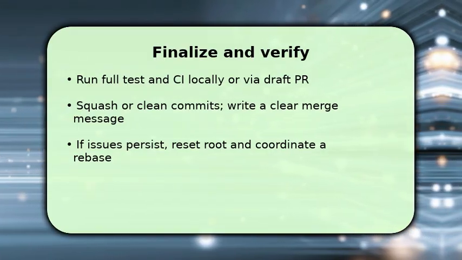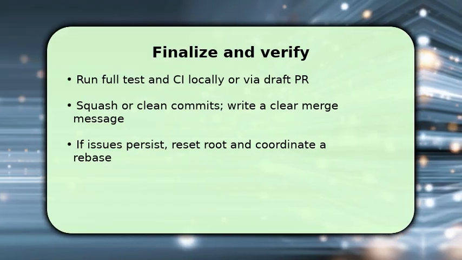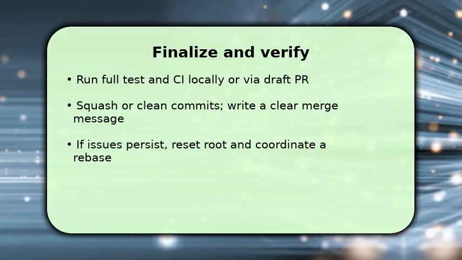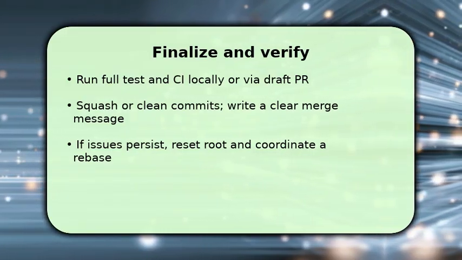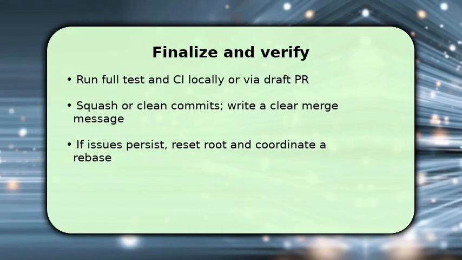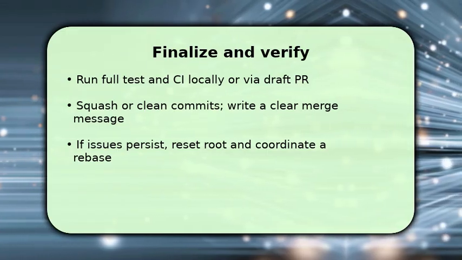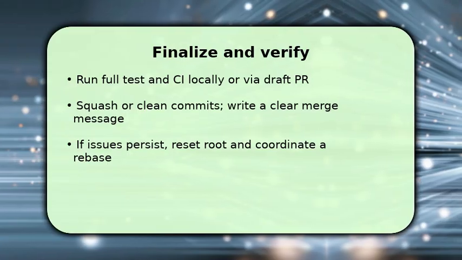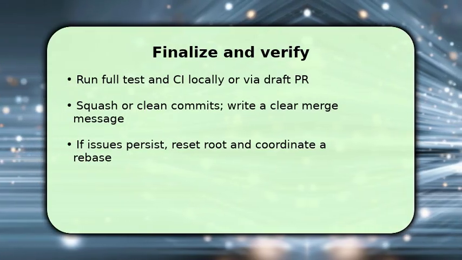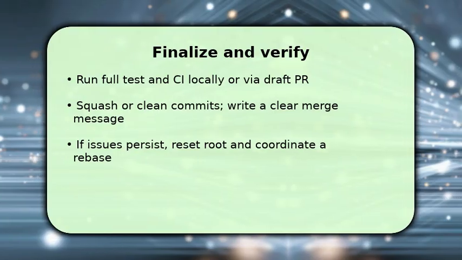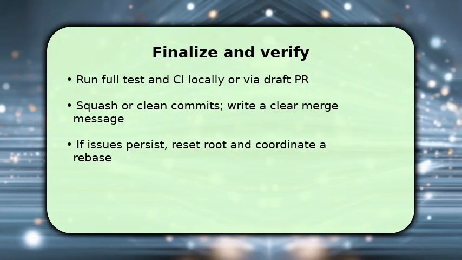Once green, tidy your commits, squash fix-ups or reorder for clarity, and write a clear merge message explaining why conflicts were resolved that way. If unexpected failures remain, consider resetting the problematic branch and coordinating a fresh rebase with teammates. This is the key troubleshooting tip that prevents repeated conflict.